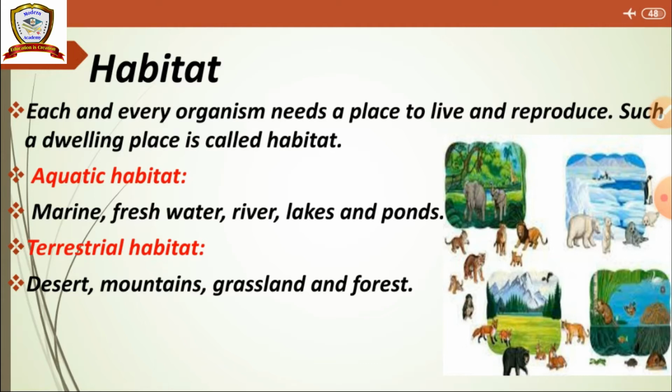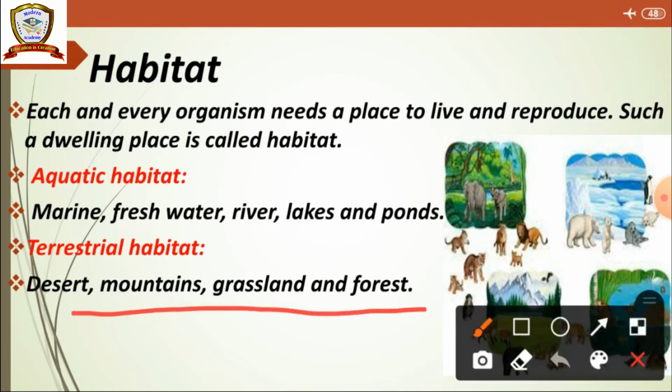Habitats are mainly divided into two: aquatic habitat and terrestrial habitat. Aquatic habitat is a place covered by water. Aqua means water. It is further divided into marine water, fresh water, rivers, lakes and ponds, where we can see some animals and plants. Terrestrial habitat is the place covered by land. What are they? Desert, mountains, grassland and forest. In these places we can see various animals and plants.